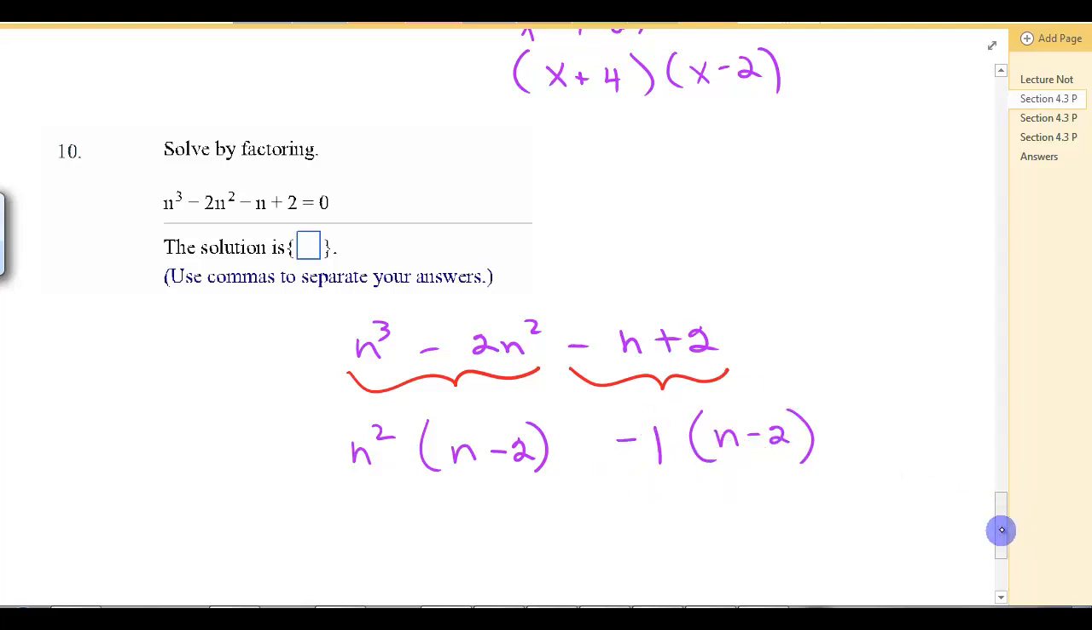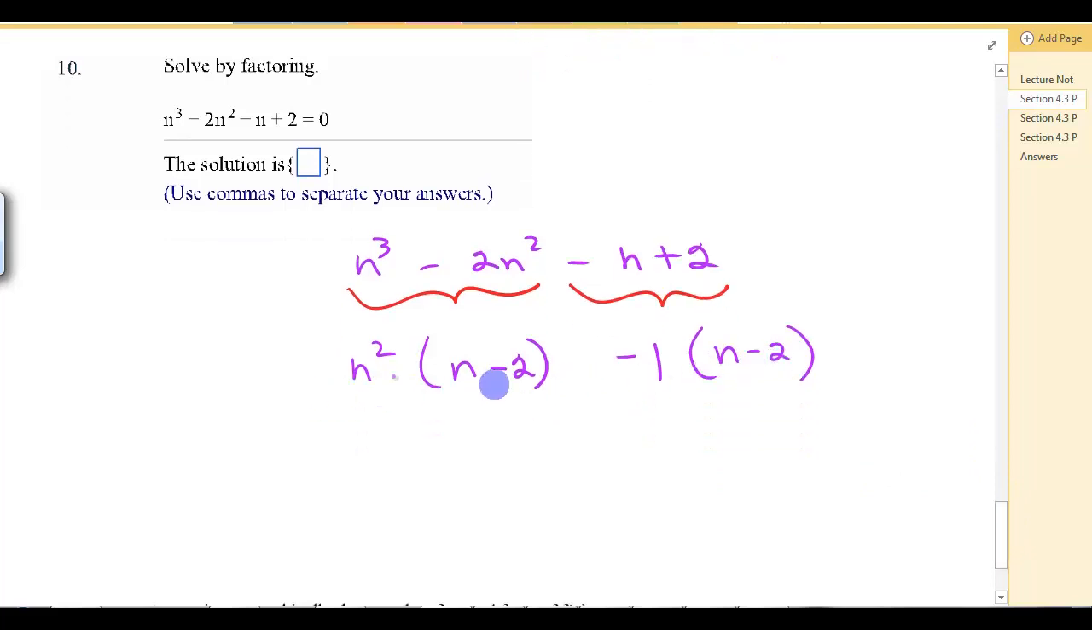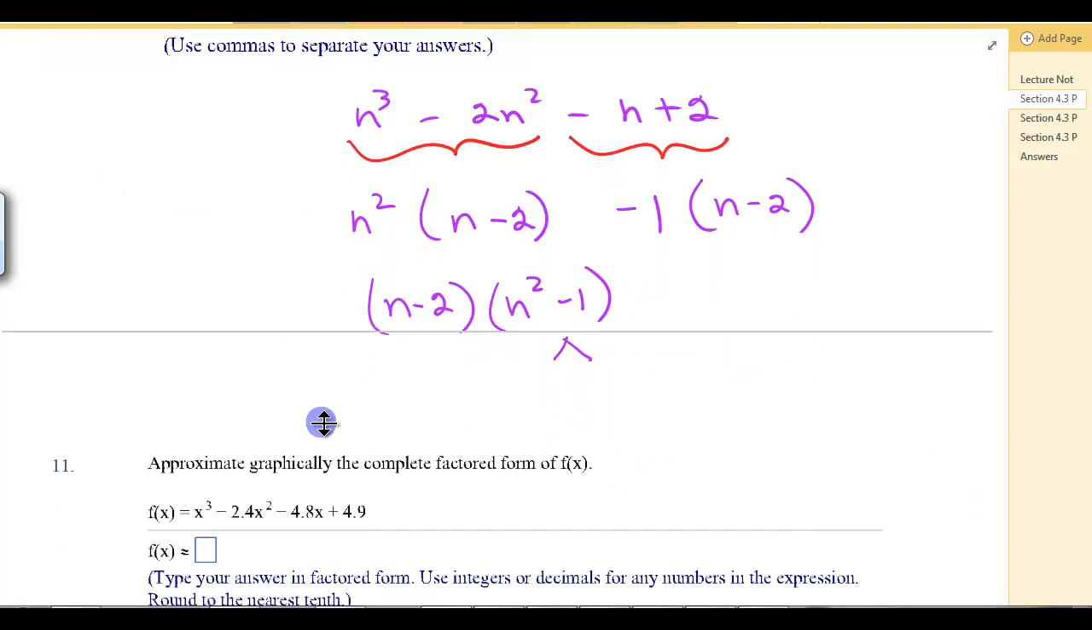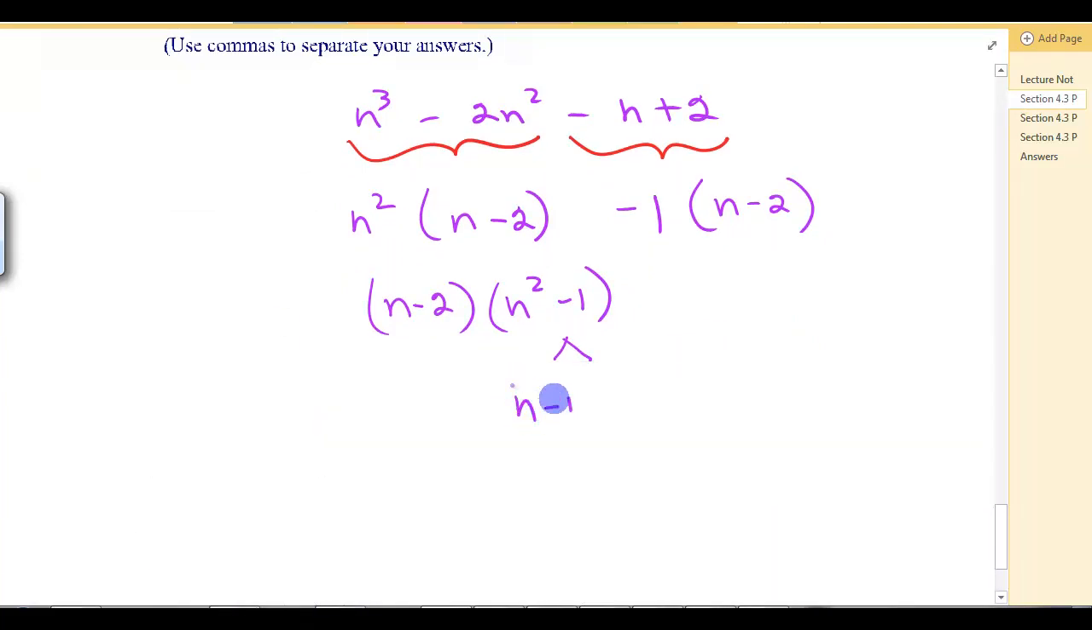Now you want to look at it and say, okay, what's common in both these pieces? The n minus 2. So n minus 2 comes out. What's left? N squared. And here, what's left? Minus 1. So what we did was rearrange this from 4 terms that are added or subtracted to 2 things that are multiplied. This one factors, because it's the difference of 2 squares, into n minus 1, n plus 1. And then we have this n minus 2.